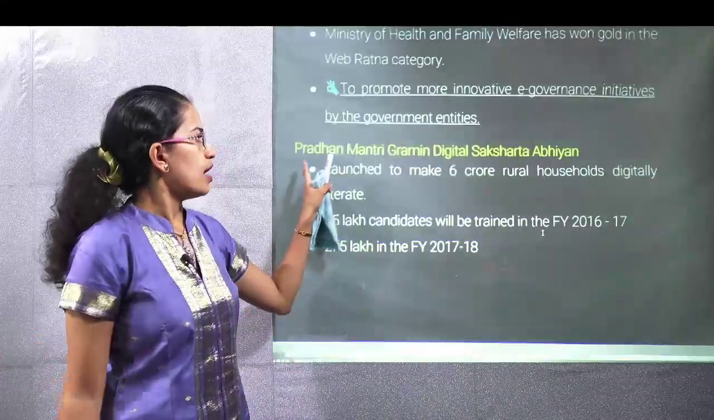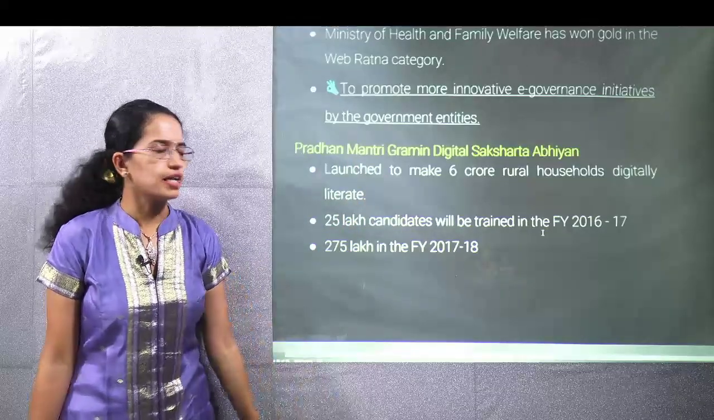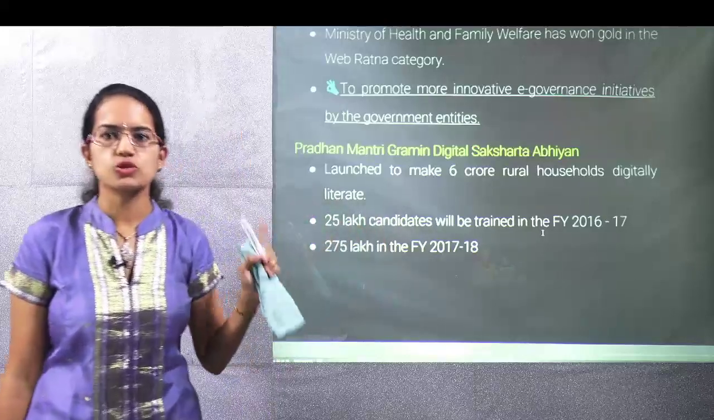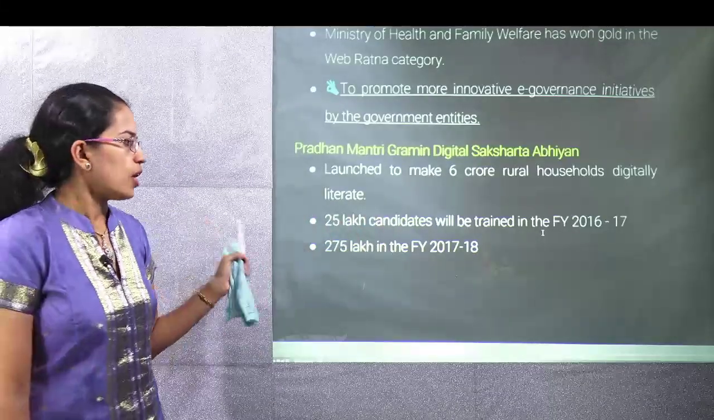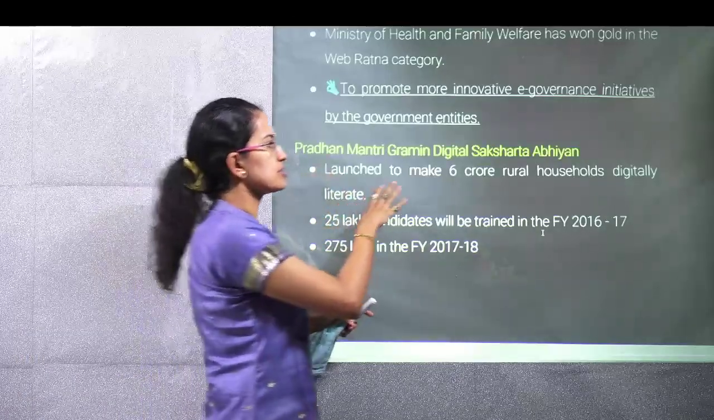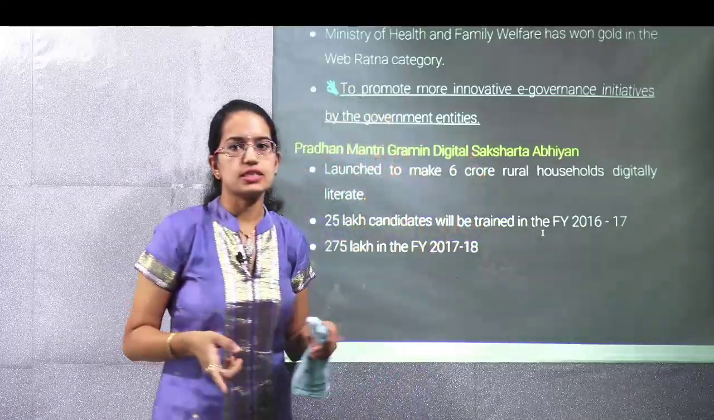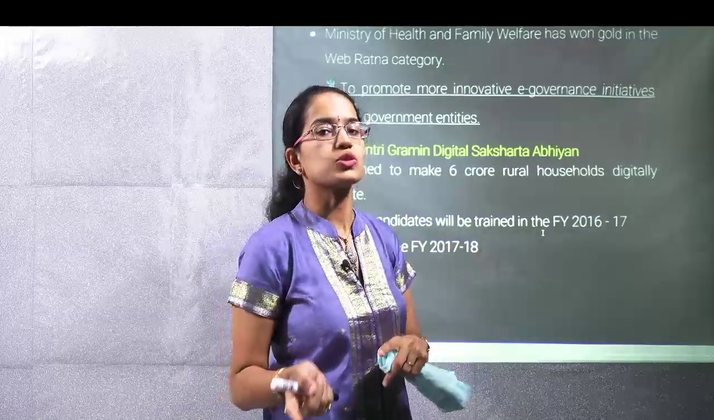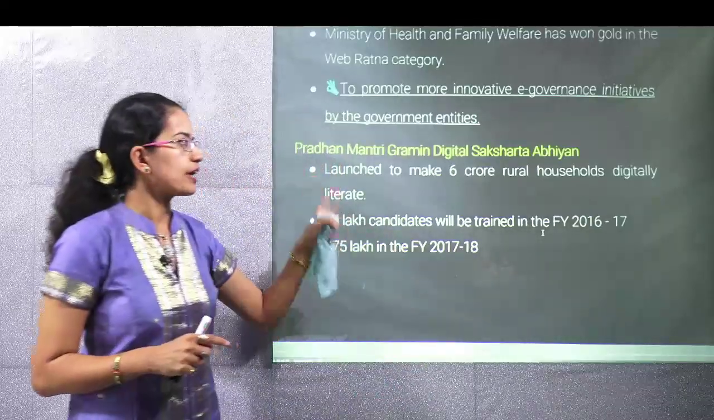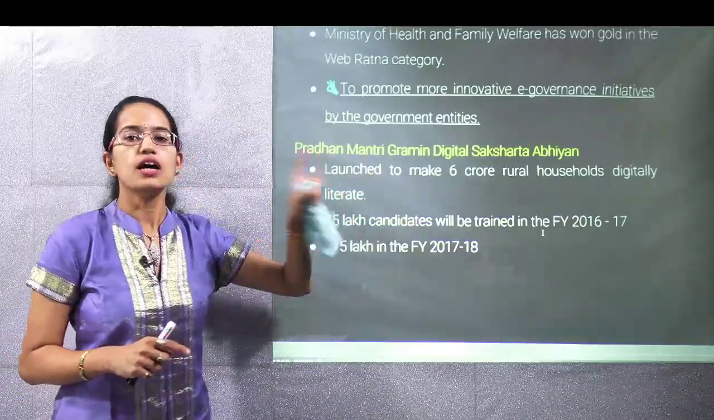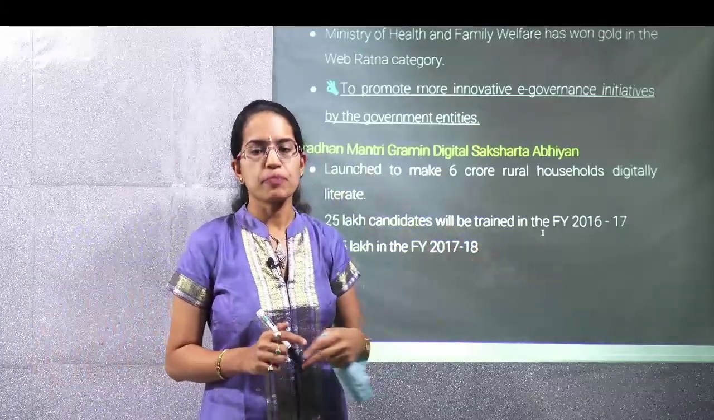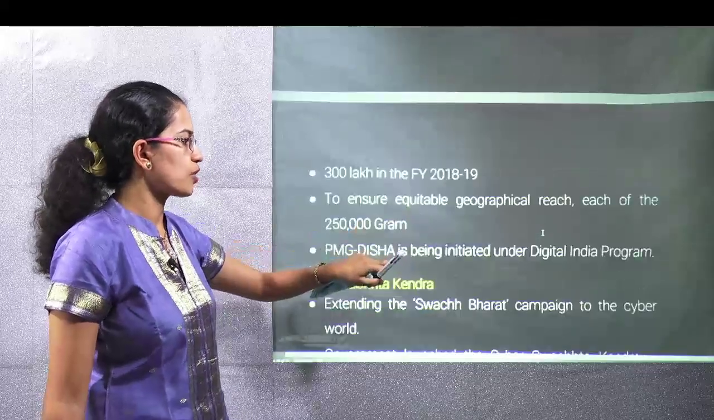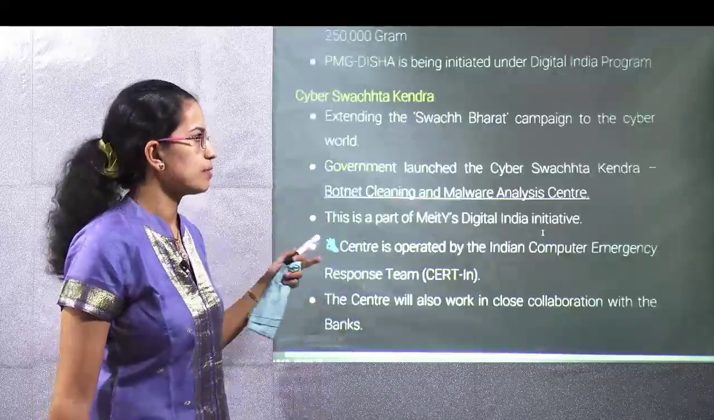The next is Pradhan Mantri Gramin Digital Saksharta Abhiyan. This was launched to make 6 crore rural households digitally literate. So that's again very important. Now what has been important under this is not only the aspect of digital literacy, but how we can relate digital literacy to the cashless economy concept. So we will try to understand the idea of digital saksharta and the promotion of a cashless economy. Again we would have the PMG Disha, where we would talk about the initiative that has been built up under Digital India.